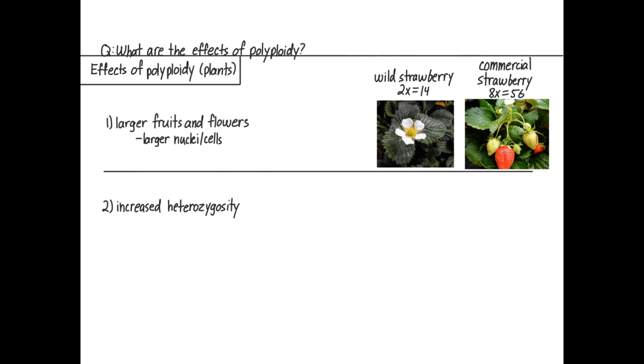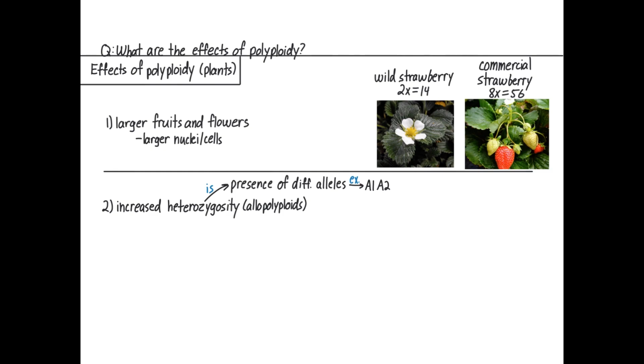A second effect of polyploidy is increased heterozygosity, mainly in allopolyploids. Recall that heterozygosity is the presence of two different alleles of a gene within the same organism. For example, if an individual has the genotype A1, A2. Of course, individuals within a non-polyploid population can also be heterozygous. But allopolyploids tend to be heterozygous at more genes.